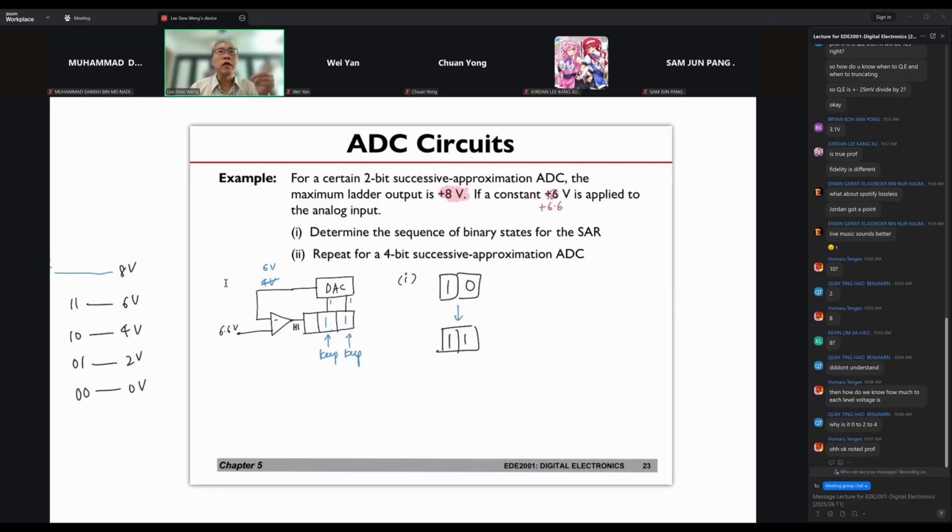Okay, now change the question. We are saying that we are going to start off. We are now going to have a 4-bit successive approximation ADC, right?